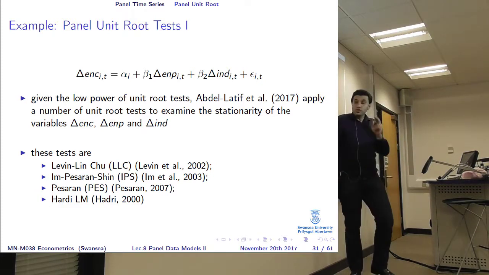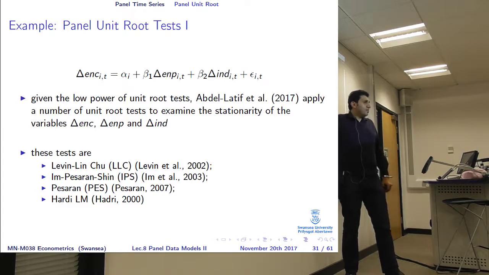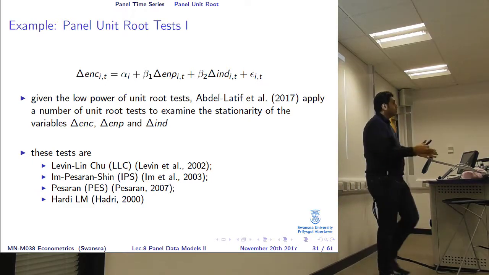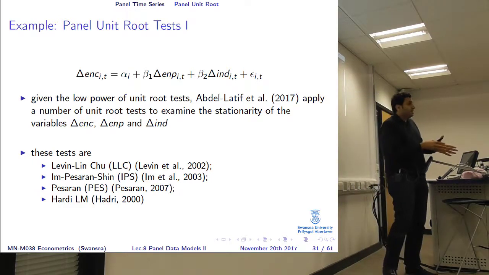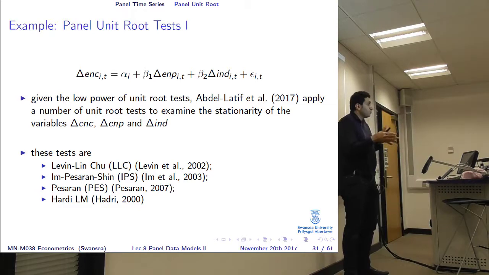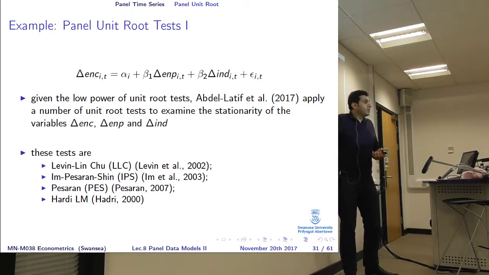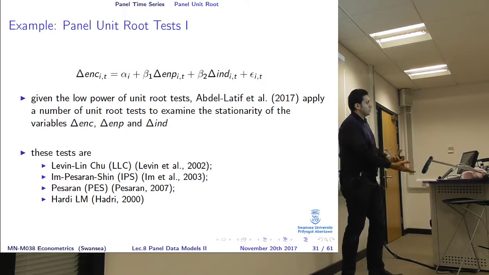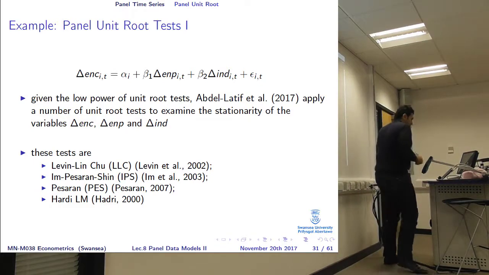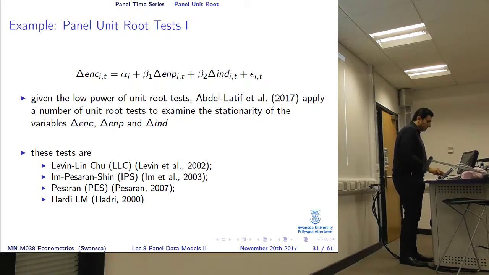Again, the first three tests have similar null hypotheses. They look at unit root, or basically the data are non-stationary. The fourth one reverses the null hypothesis. So basically it tests for stationarity. The null hypothesis is that the data or the variables are stationary, okay? So this is one important difference between these four tests.